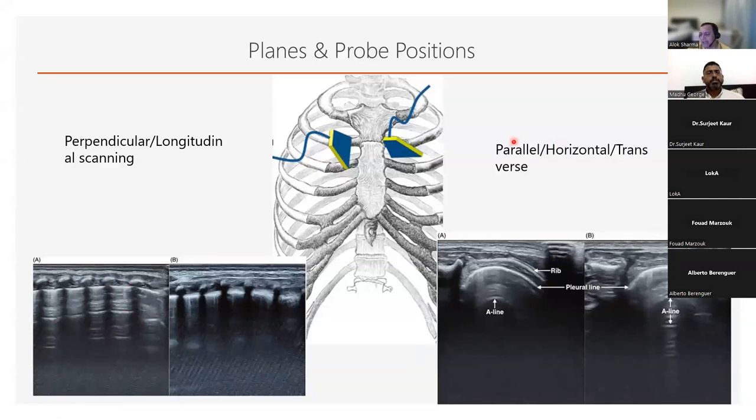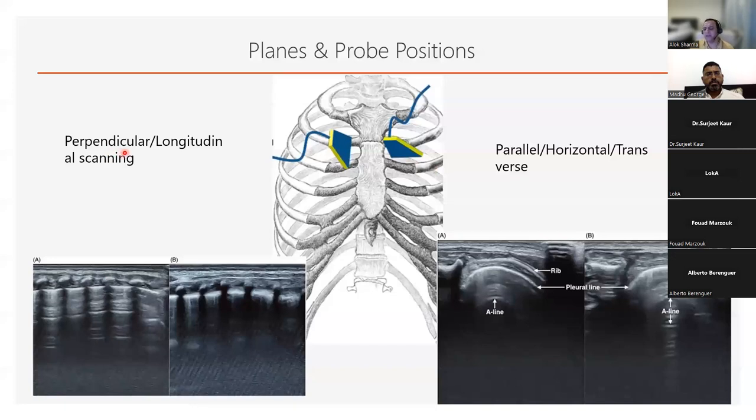With parallel scanning, you're scanning between ribs. And again, using a linear probe with a very large footprint may sometimes make it difficult to get in between rib spaces. A hockey stick probe is easier to use. Naturally, in bigger babies, you can get phased array probes and sector probes within ribs as well. But the important thing is the majority of your scanning will be perpendicular scanning.